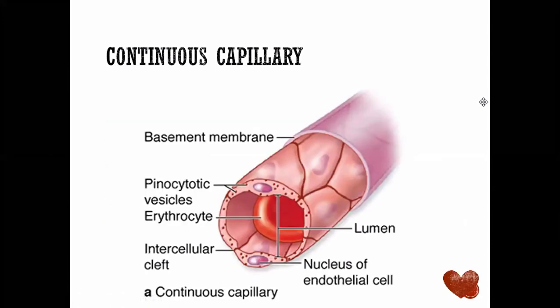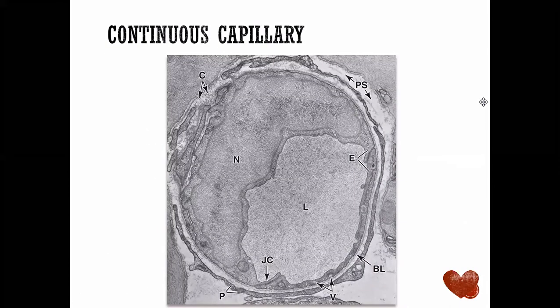Okay, there you are. Another view of your continuous, the basement membrane. You have the pinocytotic vesicles. Okay, they are very small. You have your erythrocyte there. You have the cleft. Okay, you have the nucleus of the endothelial cell, and of course your lumen. Only one red blood cell passes through it. Okay, there you are. That is your continuous capillary. This is a picture. Okay, there you are.